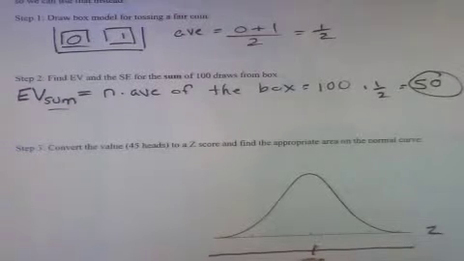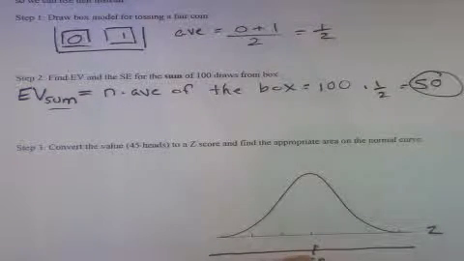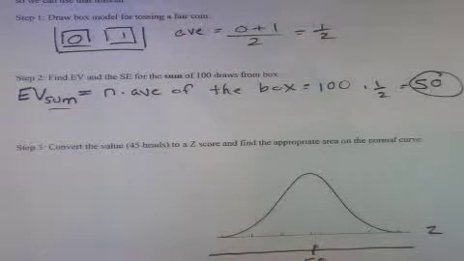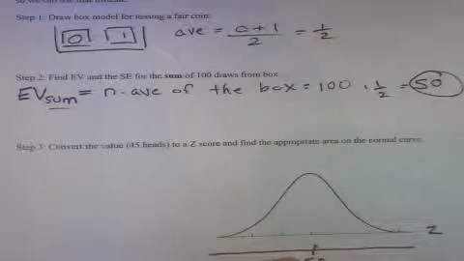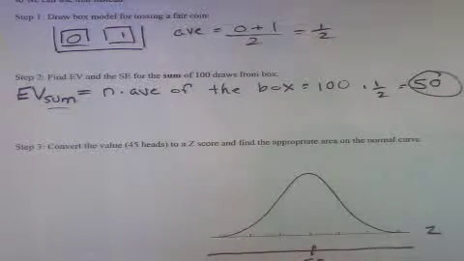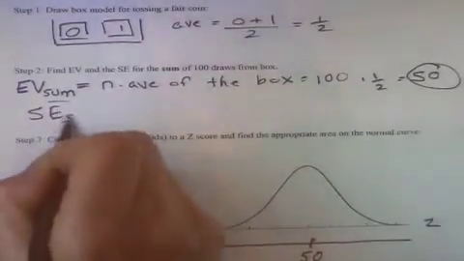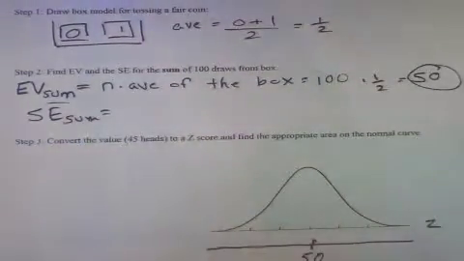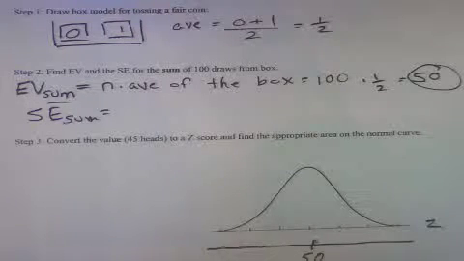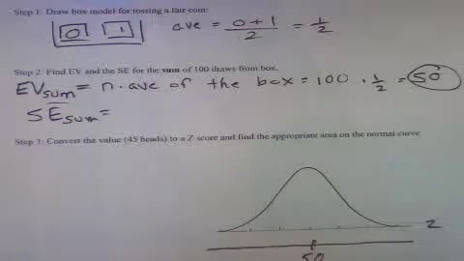The interesting thing is we know that the expected value is 50. We know 45 is 5 less. We just don't know how many standard errors that is. That's what we've got to figure out, how many standard errors. So the standard error for this sum, that's the one that's not intuitive. You can't just blurt that out.